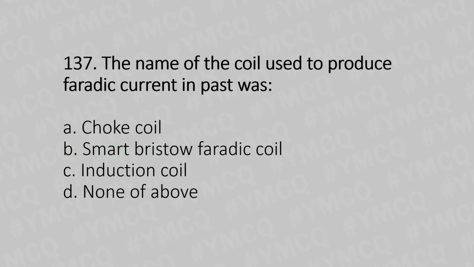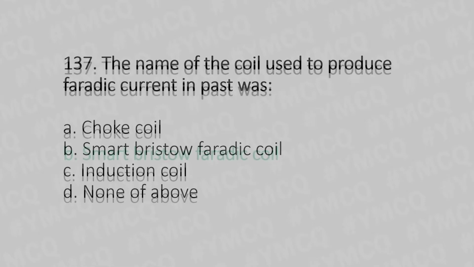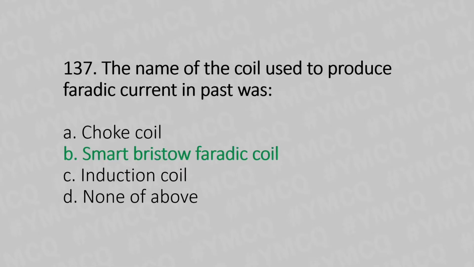Moving to question number 137. The name of the coil used to produce Faradic current in the past was option A, Koch coil. Option B, Smart Bristow's Faradic coil. Option C, induction coil. Option D, none of the above. And the answer is option B, Smart Bristow's Faradic coil.